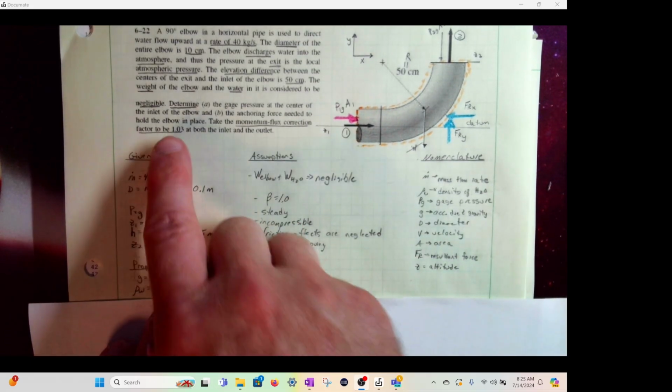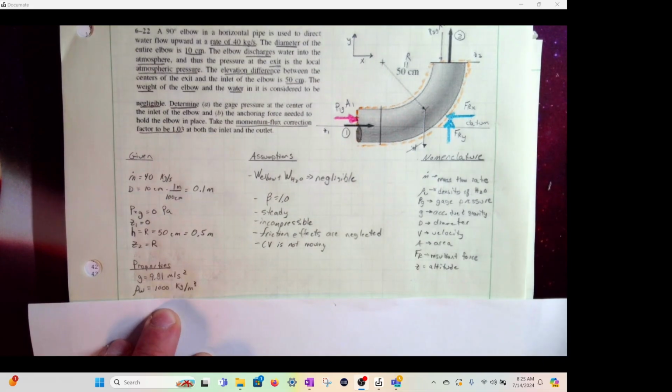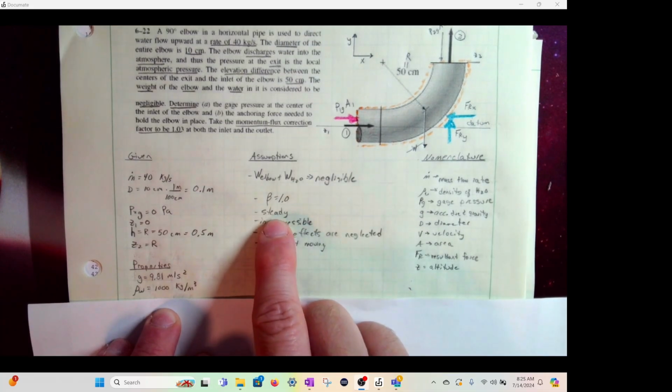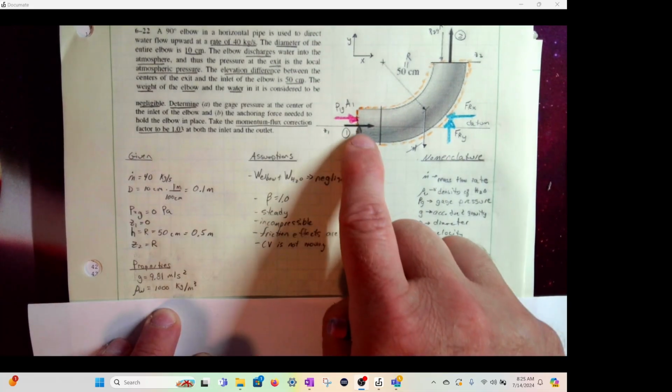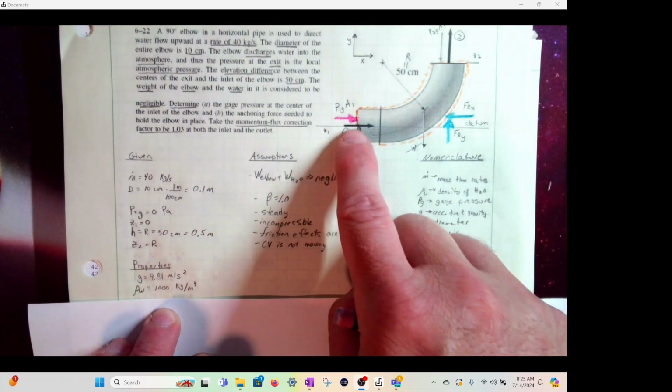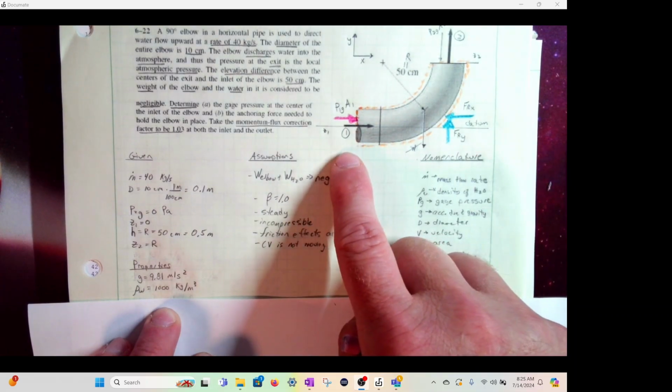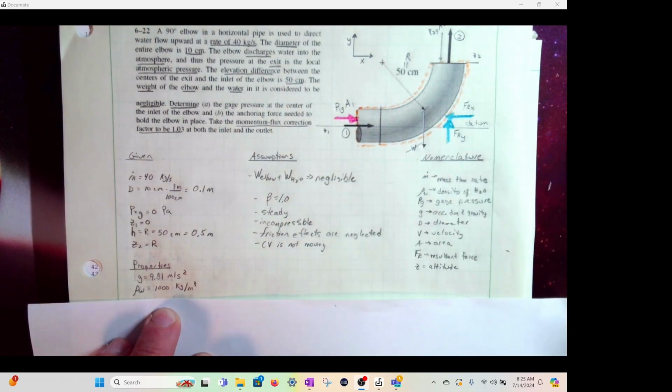This beta with this linear momentum, don't worry about it. We're not going to do anything with it. We're just going to assume it's 1. That's all I'm going to say. We're going to assume that it's steady state, meaning that the flow rate is always going to be the same everywhere at all times. It's not going to change.